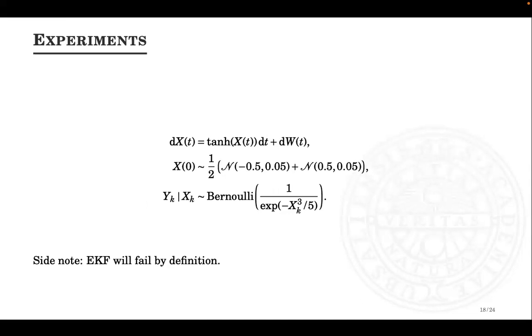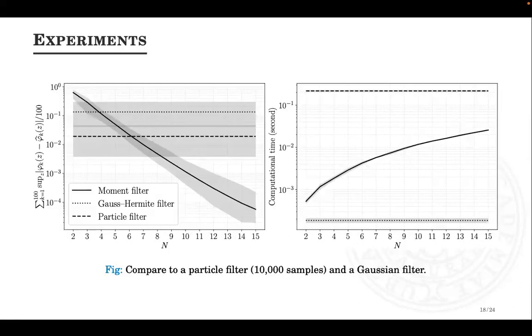Then we will also test the results for some nonlinear models, because we're applying the Kalman filter, of course, for linear. So we have a nonlinear SDE. The initial condition of the nonlinear SDE is some Gaussian mixture. We will try to create some non-Gaussian solution. And the measurement model is a Bernoulli with some nonlinear bijection. As a side note, if you try to apply the extended Kalman filter for this model, it will fail by definition. You will get all zero. Okay, so here's the result.